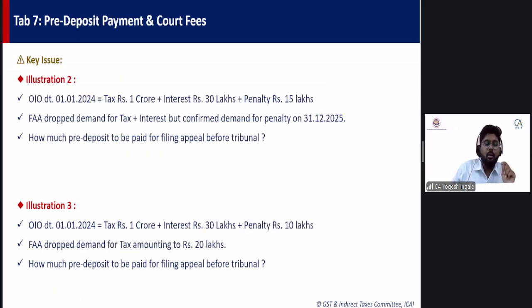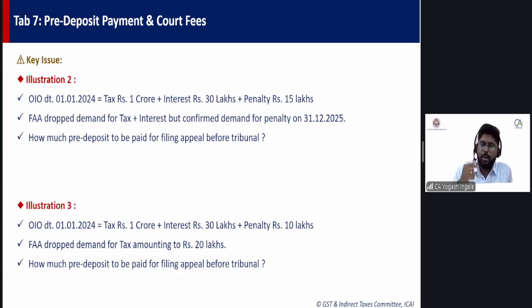Next, OIO dated 1st January 2024. Disputed tax amount is rupees 1 crore, interest rupees 30 lakhs, and penalty rupees 15 lakhs. Now, first appellate authority dropped the demand for tax and interest, confirm demand for penalty on 31st December 2025. Now, how much pre-deposit is to be paid for filing appeal before tribunal? This is the question.